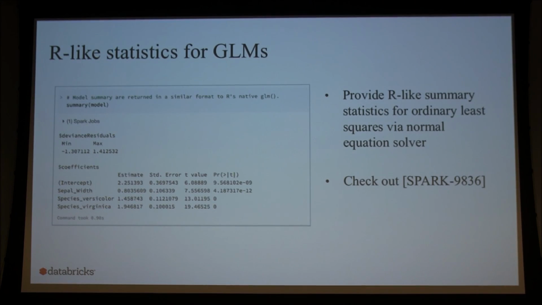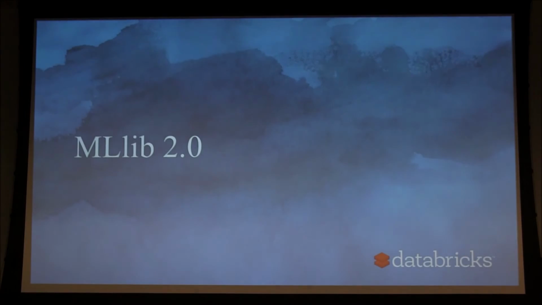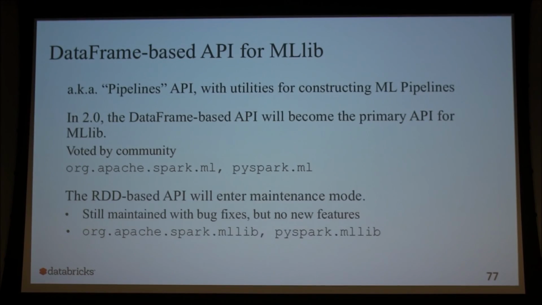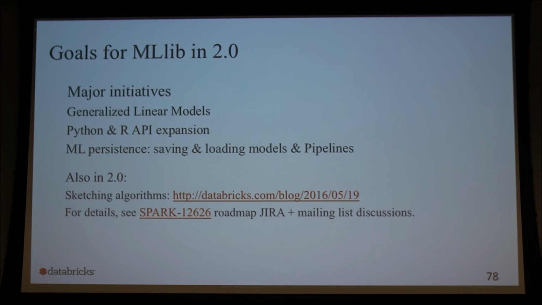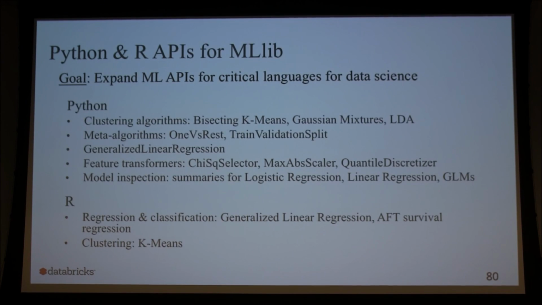We've added more algorithms for R in 2.0, a lot more advanced algorithms there. You've heard of MLlib. There's actually a Spark ML, which is slightly different. We've added some new functionality there.